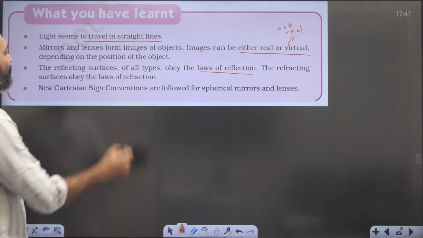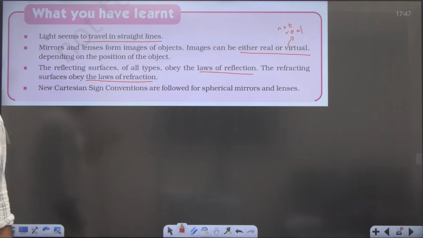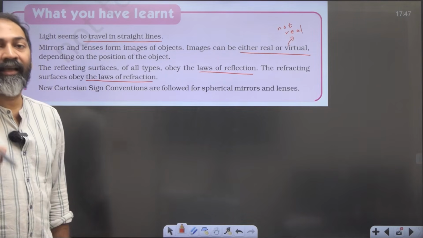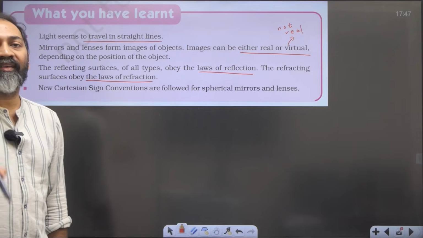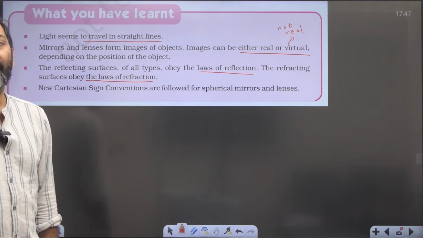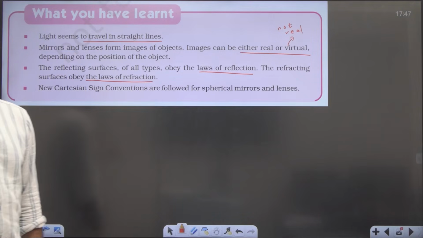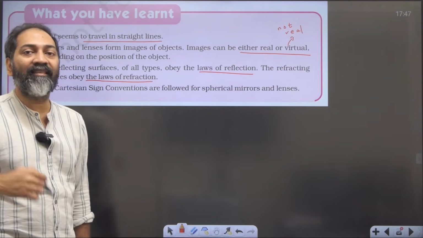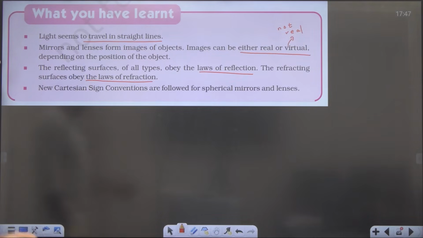The refractive surface obeys the laws of refraction. What are the laws of refraction? Incident ray, refracted ray, normal should lie on the same plane. Then the ratio of sine of angle of incidence to the sine of angle of refraction is a constant, and this constant is called refractive index, and this second law of refraction is also called Snell's law.